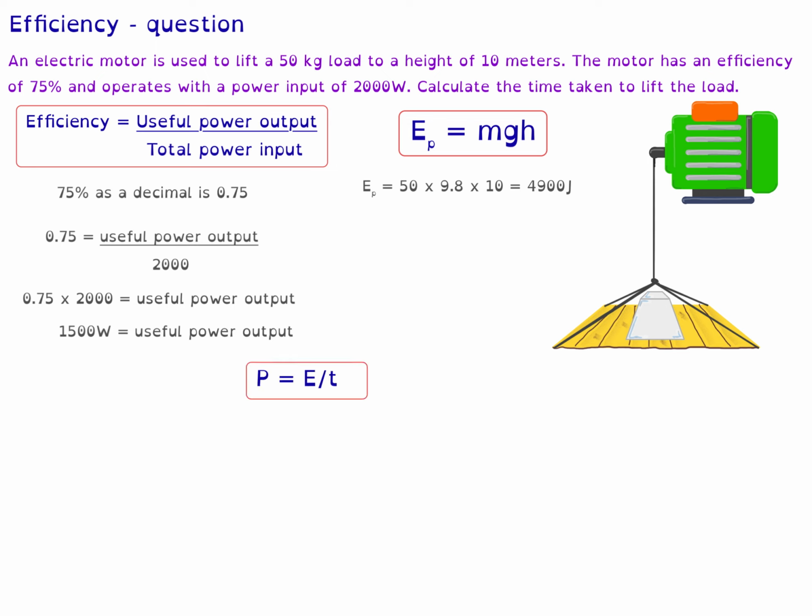We can now use power equals energy divided by time, substituting the numbers that we have calculated. That gives us 1,500 equals 4,900 over t, which is our unknown. Now we need to rearrange this for t. First of all, we need to multiply both sides by t. So we get 1,500 multiplied by t is 4,900. And then we can rearrange again so that t is the subject, and that gives us 4,900 divided by 1,500, and we get our answer for time as being 3.27 seconds.